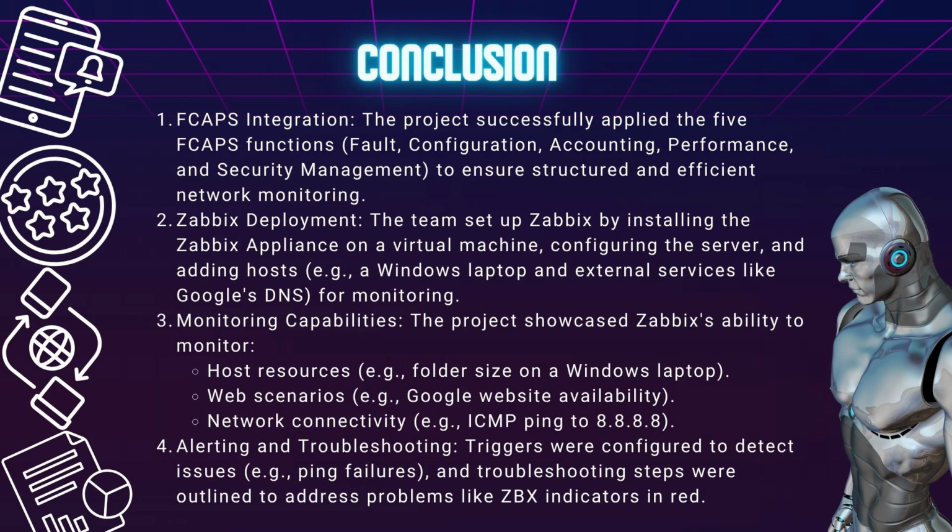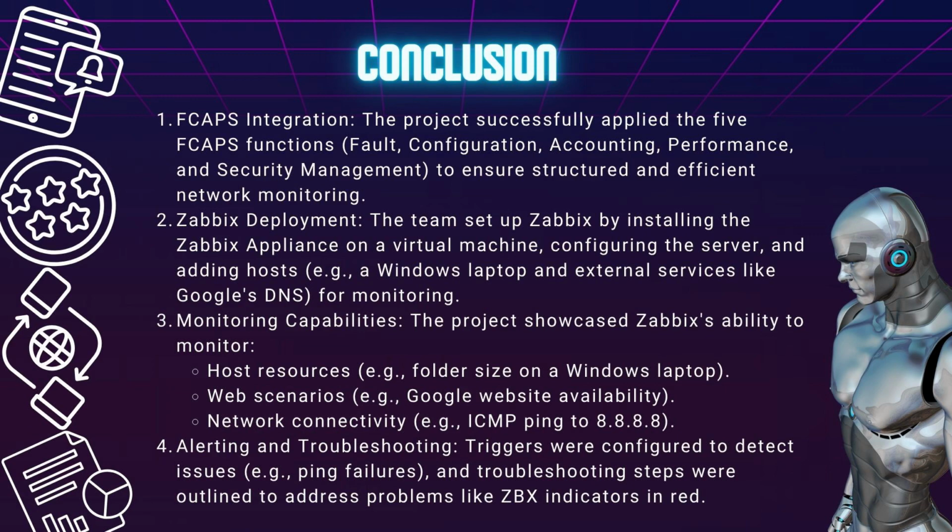For monitoring capabilities, our setup allowed us to monitor a wide range of data, including host resources like folder size on a Windows system, and then web scenarios, for example checking the availability of the Google website, and the last one is network connectivity by using ICMP pinging to public servers like 8.8.8.8. This demonstrates how Zabbix can be used to monitor both internal device and external service availability.